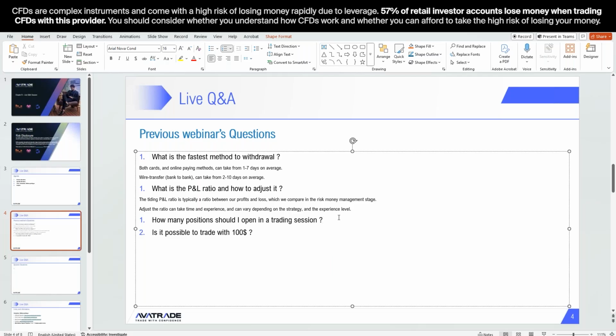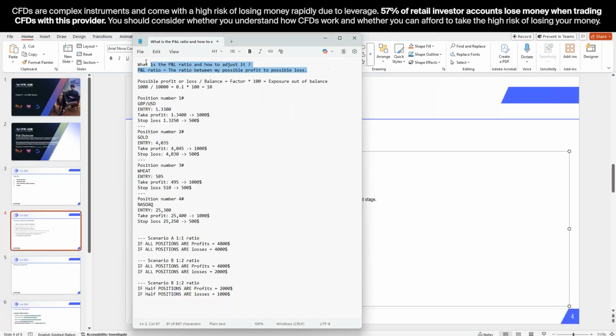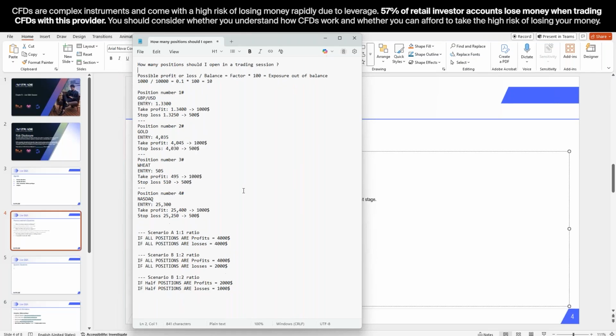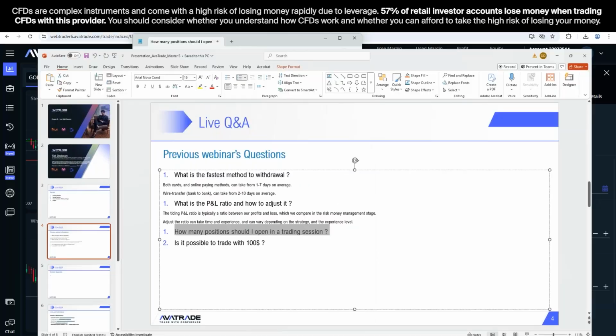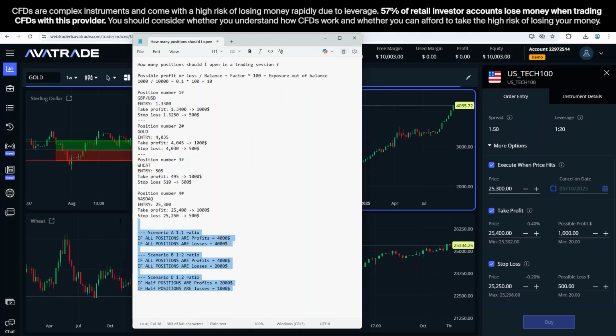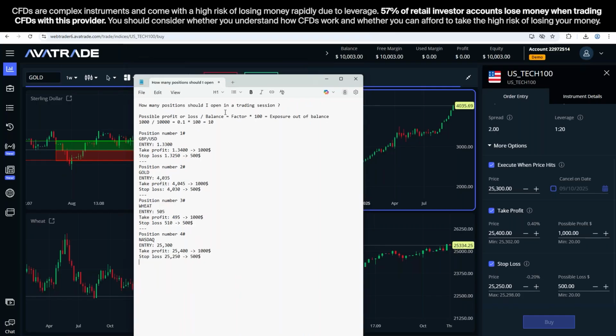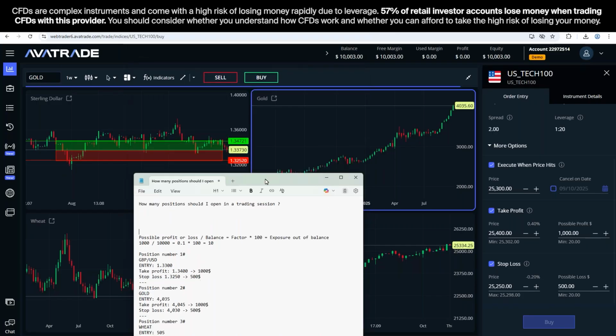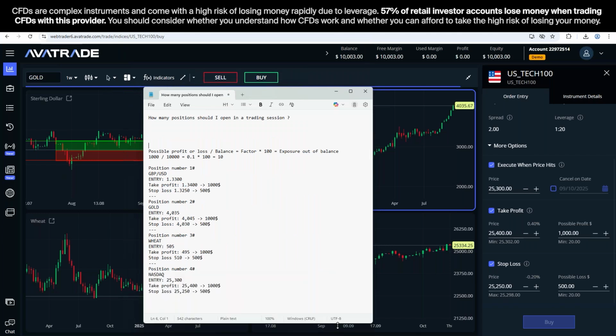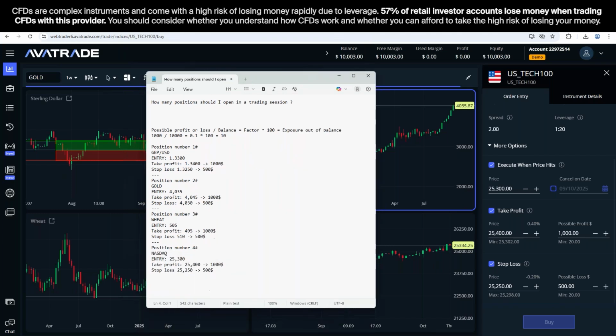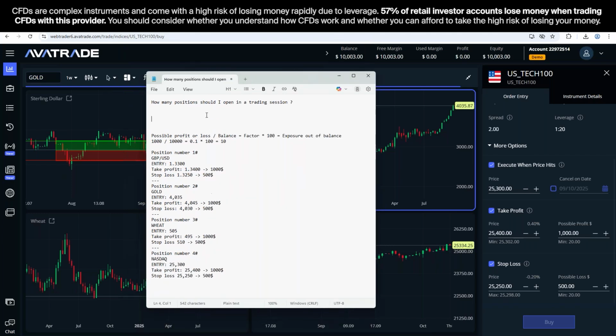How many positions should I open in a trading session? Okay, let's suppose that, you know what, let's keep it on the screen for now, because this might be pretty educational for this question as well. So how many positions?